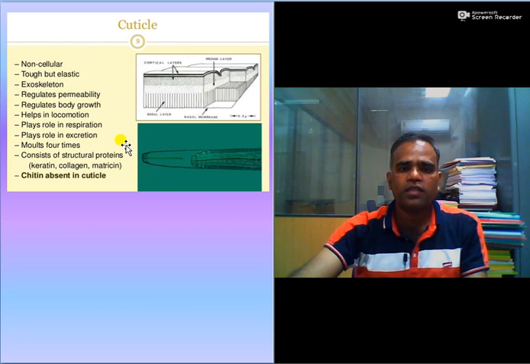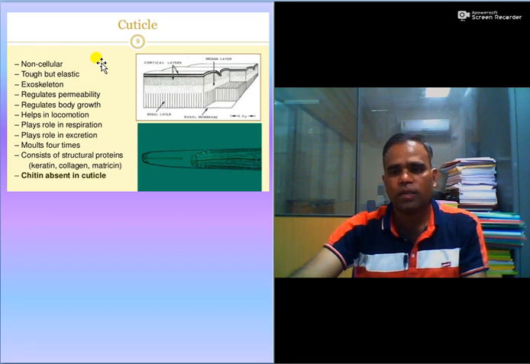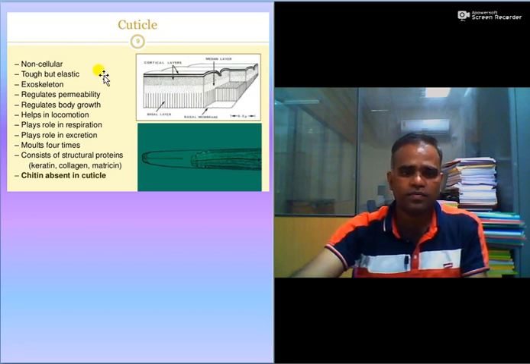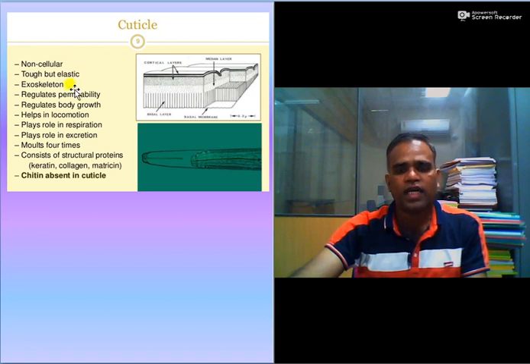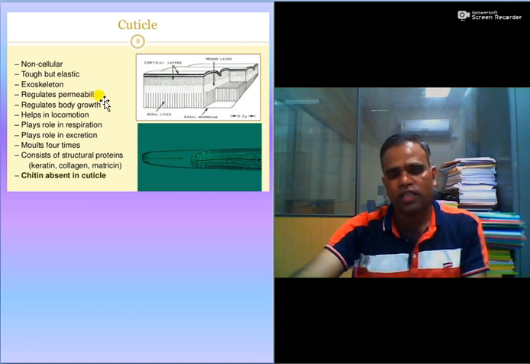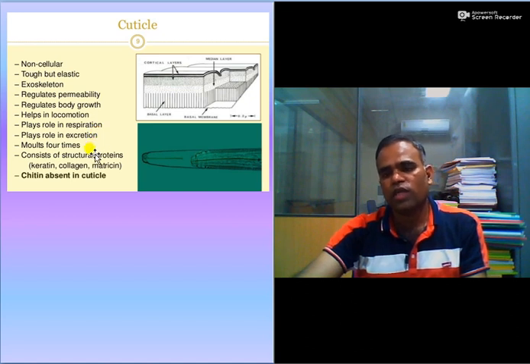Once again we repeat it. The cuticle is non-cellular, it is tough, and it is also elastic. It acts as an exoskeleton. It regulates permeability and exchanges gases. It regulates body growth. It helps in the locomotion of the nematode. It plays a role in respiration and excretion. It molts four times and consists of different structural proteins. So one must remember that chitin is absent in the cuticle of nematodes.